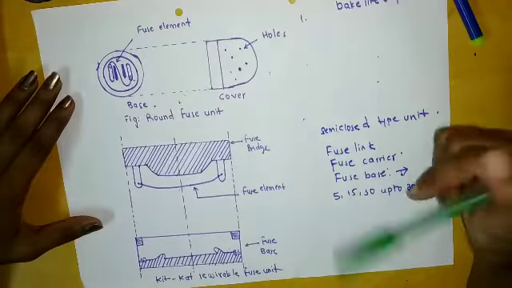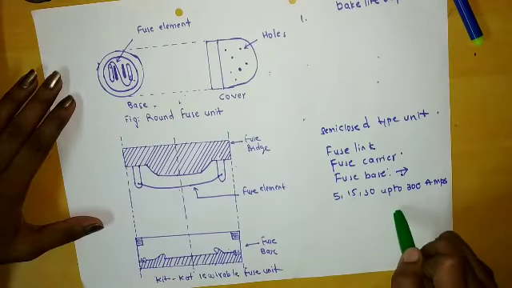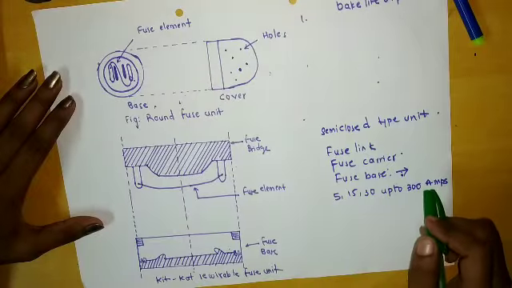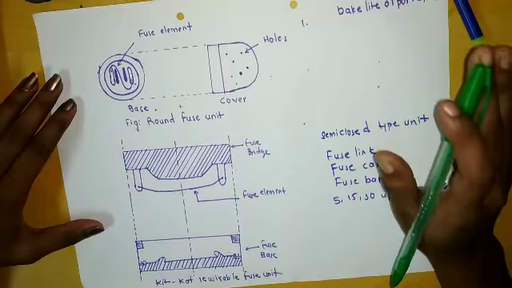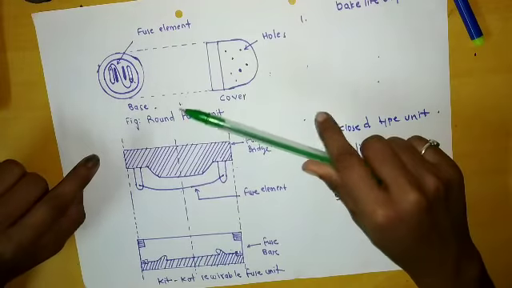As I said, these fuse units are rated as 5, 15, 30 up to 300 amps. These types of fuse units are very simple in operation, very cheap, and easy for replacements. So this is all about the KitKat and round fuse unit.